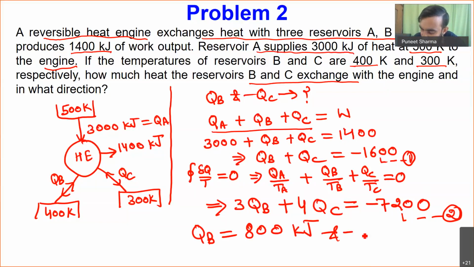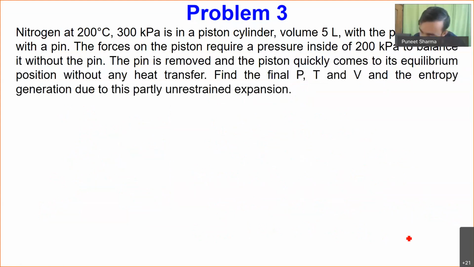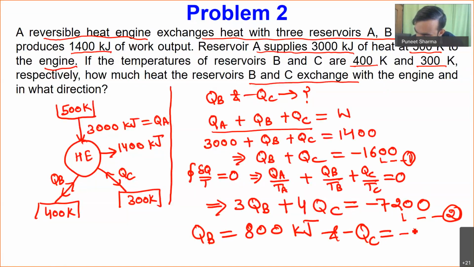QC, if you calculate, you will be finding minus QC equal to minus 2400 kilojoule. Okay, so it means you have initially assumed that heat is being added to the system. So for QB, you have got positive magnitude. It means your assumption was correct.